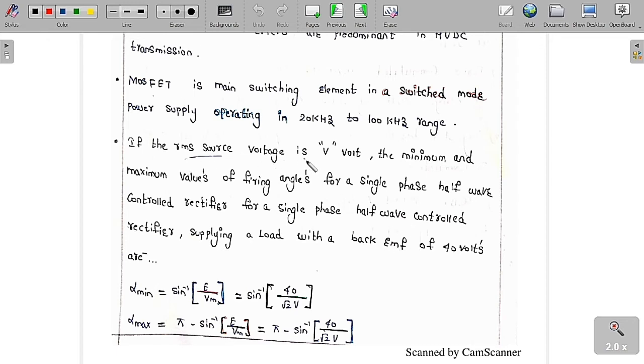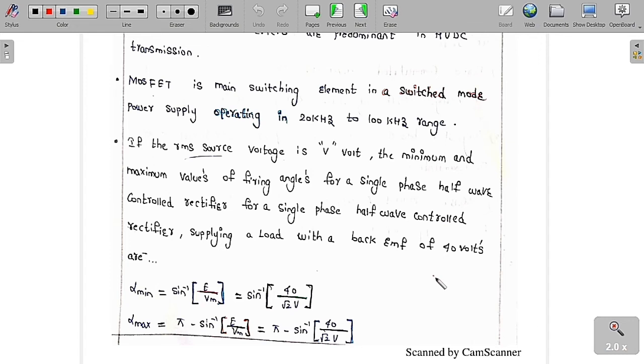So if the RMS value of the voltage is V volt, the minimum and maximum values of firing angles for a single phase half wave, means in the output we are going to get only 1 pulse, half wave control rectifier supplying a load with a back EMF of 40 volts. So let me assume the load is an RE load. So what is the minimum and the maximum firing angles?